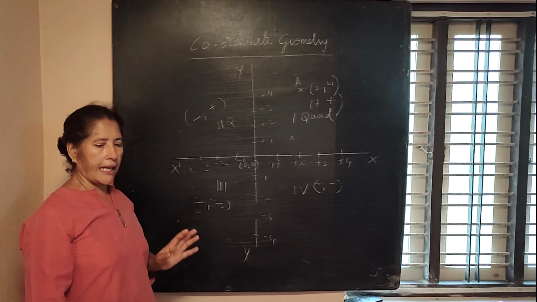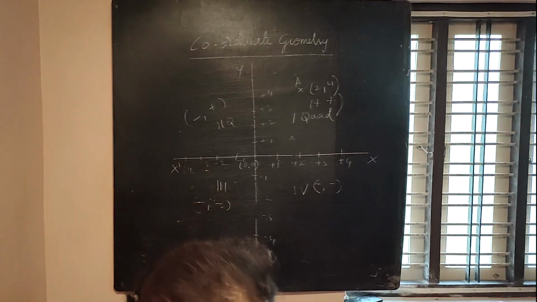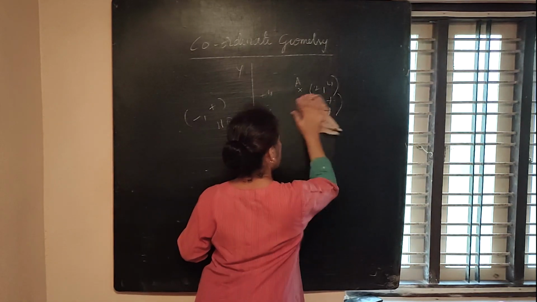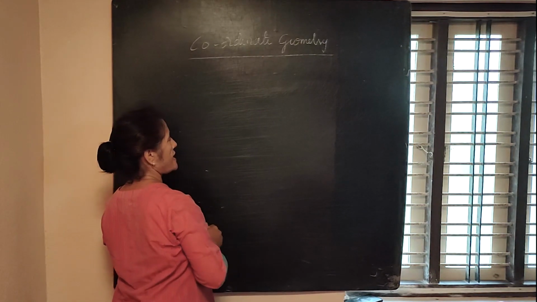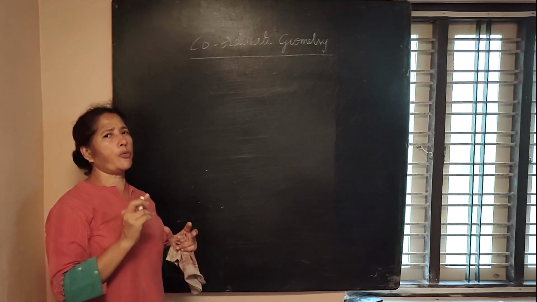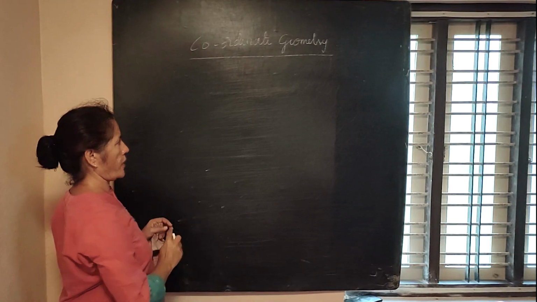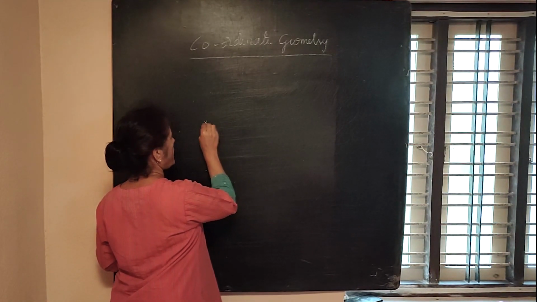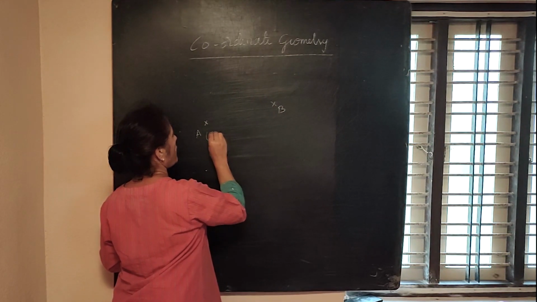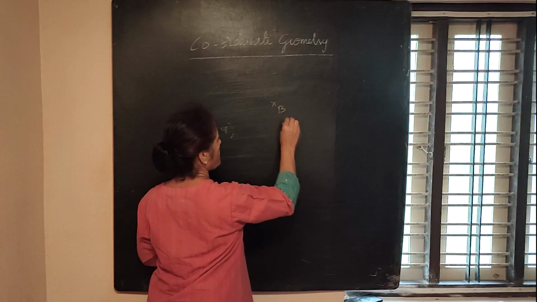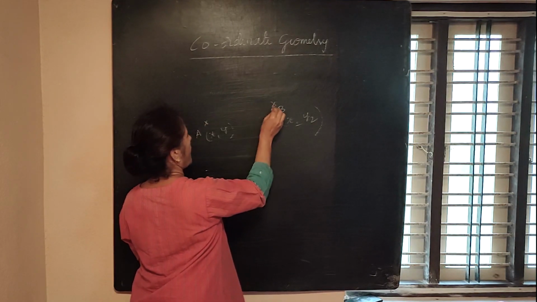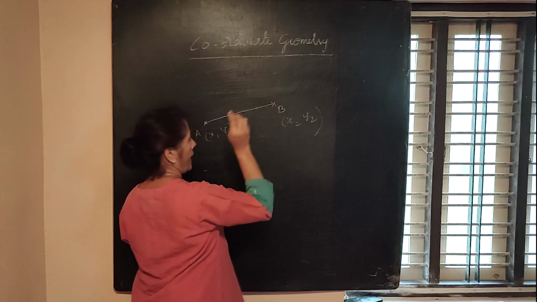After knowing this, let us study the distance formula, the distance between any two points. What is the distance between any two points? Suppose there is a point A and there is a point B. I name this as x1, y1, and the coordinates of B are x2, y2. And what is the distance between A and B? Or I can call it AB.